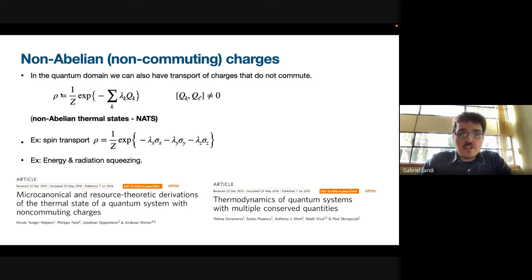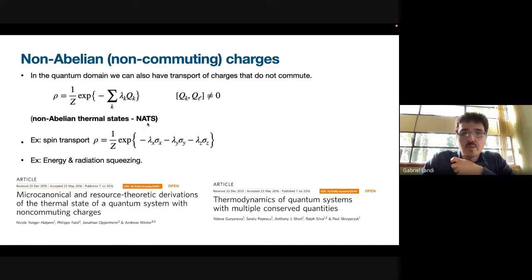So we can imagine having a similar kind of state of affinities times charges, but simply having charges that don't commute among each other. And this is what's called non-abelian charges. And states like this are nicknamed NATs, non-abelian thermal states.